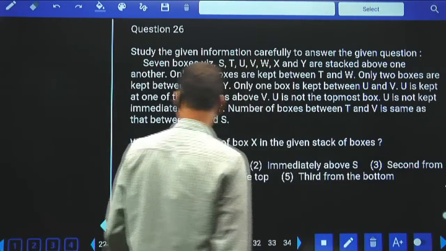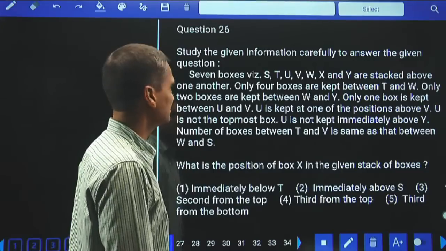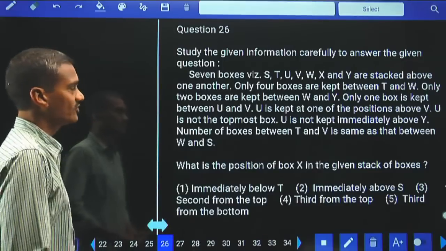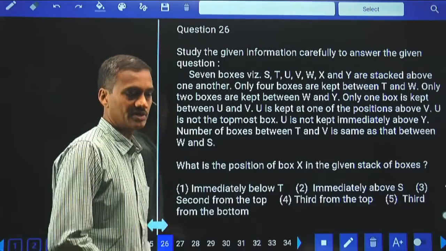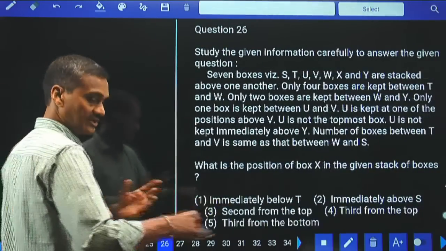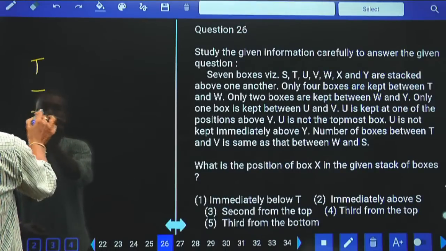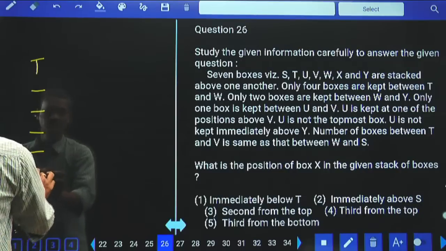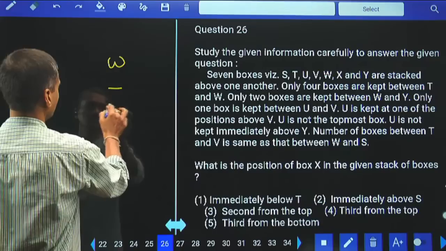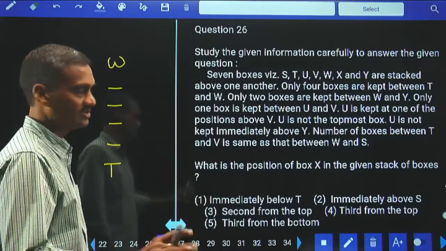Then coming to question numbers 26 to 30, it is based on boxes. And boxes, how many boxes are there? There are some 7 boxes. What are those? S, T, U, V, W, X and Y are stacked one above the other. Only 4 boxes are kept between T and W, isn't it? As 4 are kept between T and W boxes, we should always check the possibilities. Now T is here and 1, 2, 3, 4, W will be here, T and W. Maybe T is above W or W is above T. W is here, 1, 2, 3, 4 and this is T, isn't it? Hence 4 boxes in between W and T.